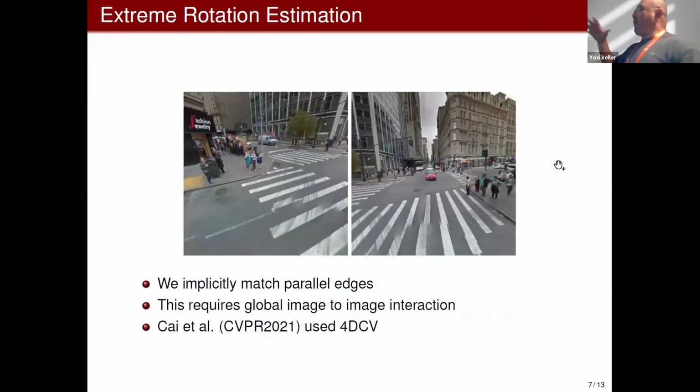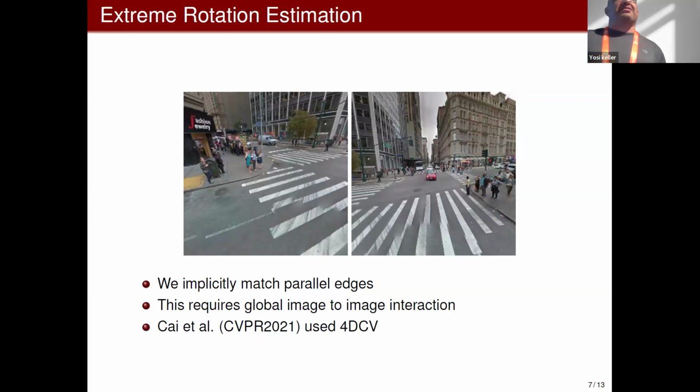Yeah, so just to give you a hint, why is that interesting, and why do we need this kind of interaction between all parts of the image? Because these are images with a very small overlap. The overlap is very small, but still we are able to estimate the rotation. And the trick is very simple.